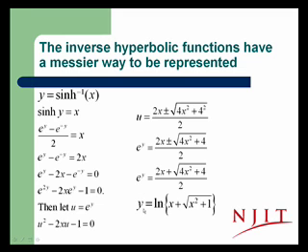Taking logs of both sides, you get y is equal to the natural log of x plus the square root of x squared plus 1. That's a mouthful, and that's maybe one of the reasons that we like to name it y equals inverse hyperbolic sine of x, because that's a nicer way to look at it than this log.